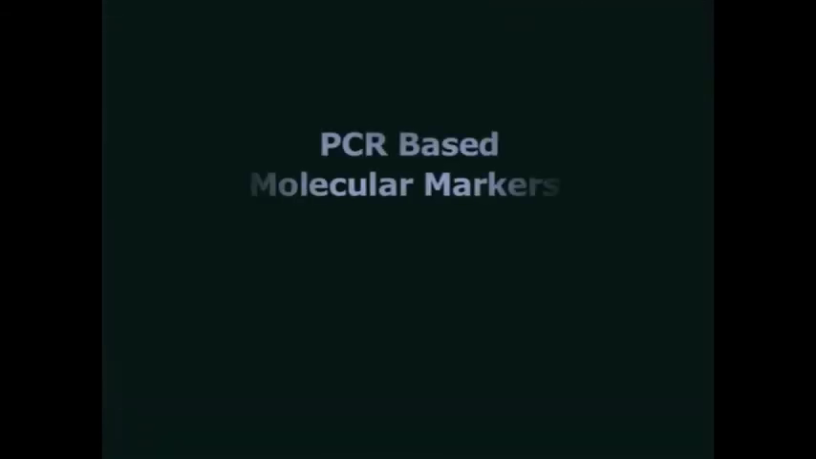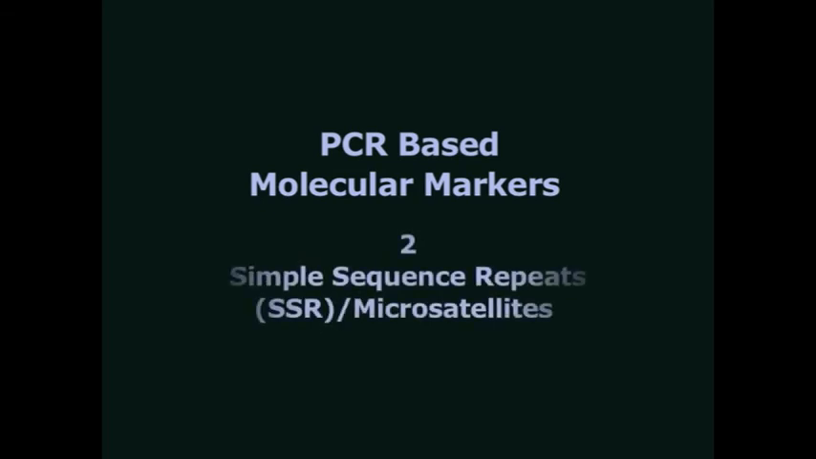RAPD products are usually visualized on agarose gel stained with ethidium bromide. Next, we will come to the next marker, simple sequence repeats, known as SSR, or microsatellites.